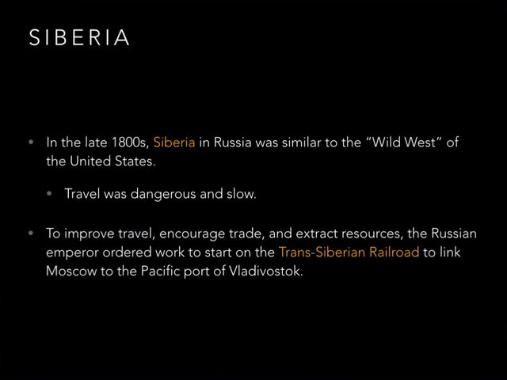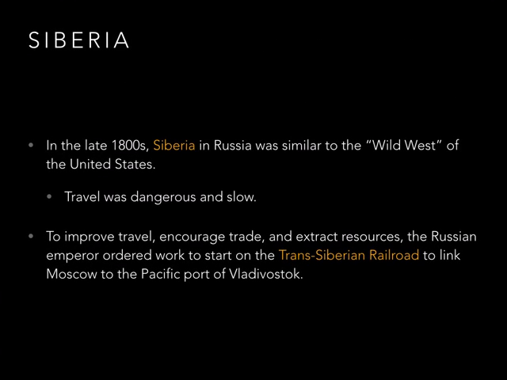The Wild East. Siberia. In the late 1800s, Siberia, a region in Russia, was similar to America's Wild West. Travel was dangerous and slow. To improve travel, encourage trade, and to extract the resources that can be found in the region, the Russian emperor ordered work to start on the Trans-Siberian Railroad. This railroad was going to link Moscow to the Pacific port of Vladivostok.